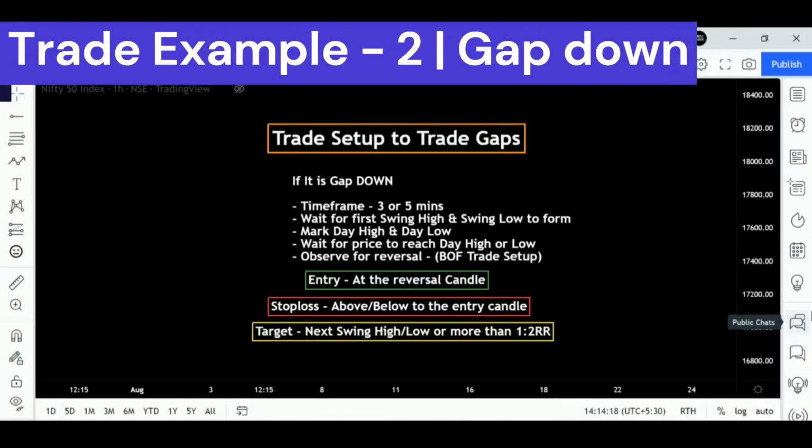Here, I'll be showing you the example of how to trade in the gap down. Okay, so the conditions are the same. We'll take a 3 minute or 5 minute time frame, and we'll wait for a first swing high and swing low to form, and we'll wait for the price to reach either a day high or a day low, and we'll observe for the BOF trade setup, and we can take an entry.